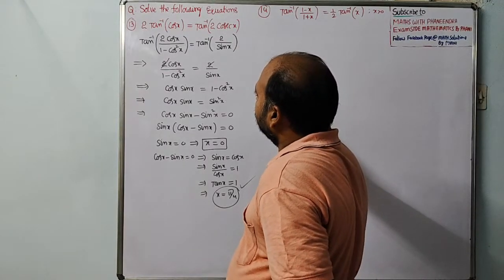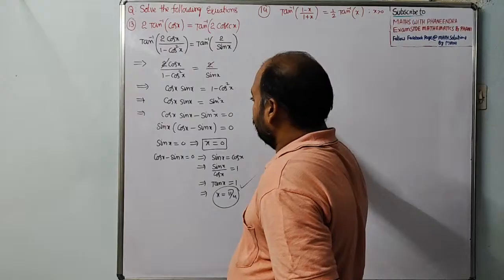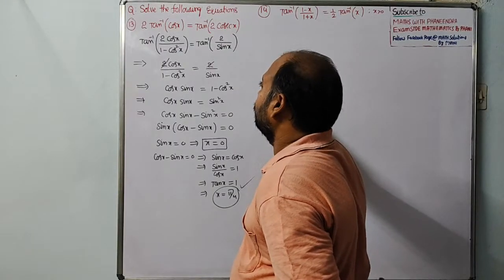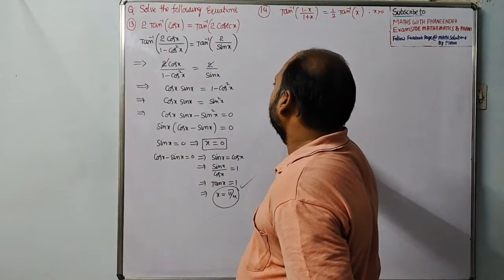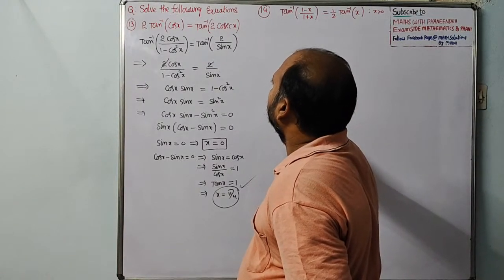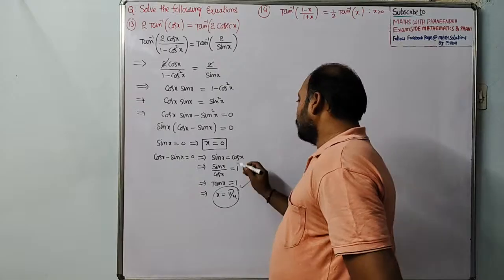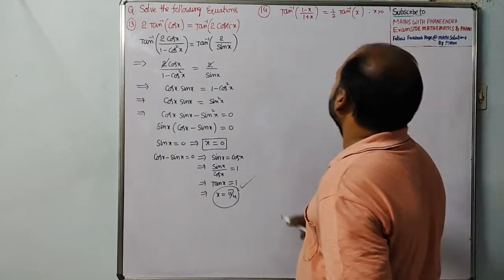So cos 0 is 1, no? 1, 2 into pi by 4, pi by 2. So these are the solutions, students. We will go through this question.